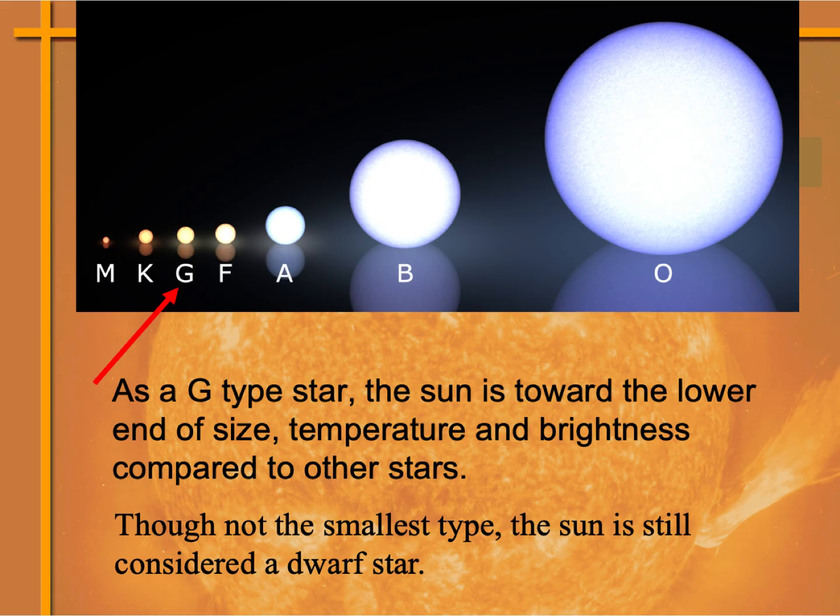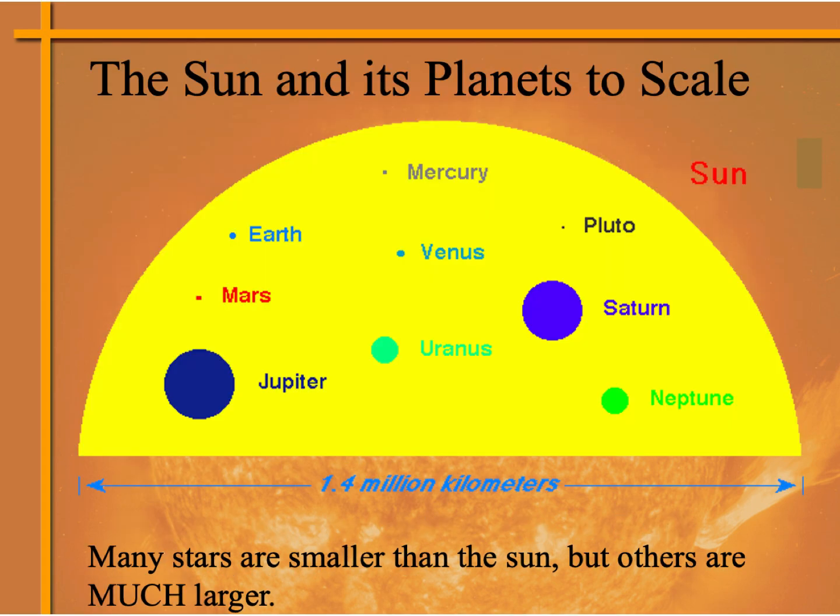This image shows you all the different spectral classes of stars. Stars in the main part of their lives vary in size and color. As a G-type star, the Sun is relatively dim and small, a dwarf star. Notice the size of the Sun to scale with all the planets. Even planet Jupiter is dwarfed by the size of the Sun.